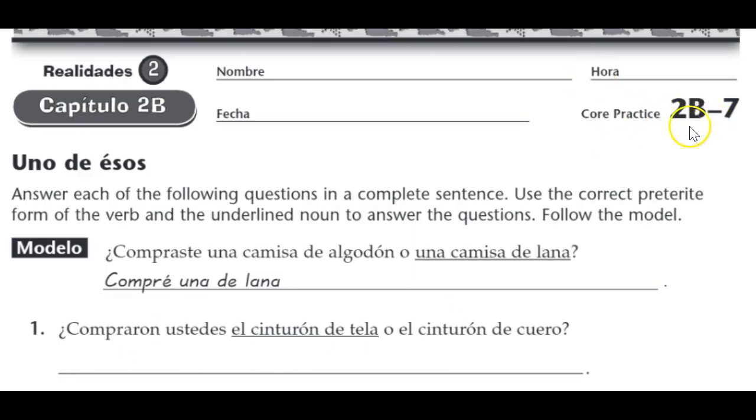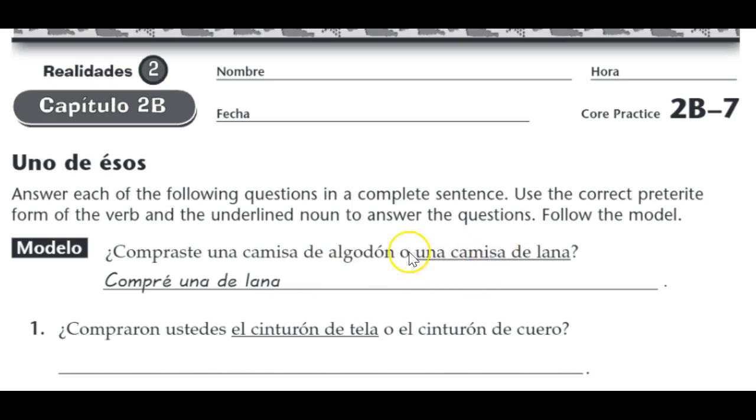So let's practice that with 2B7 in your student guide. Look at the question and answer in the modelo. ¿Compraste una camisa de algodón o una camisa de lana? Did you buy a t-shirt made of cotton or one made out of wool? So the answer here is compré una de lana. I bought one made out of wool.